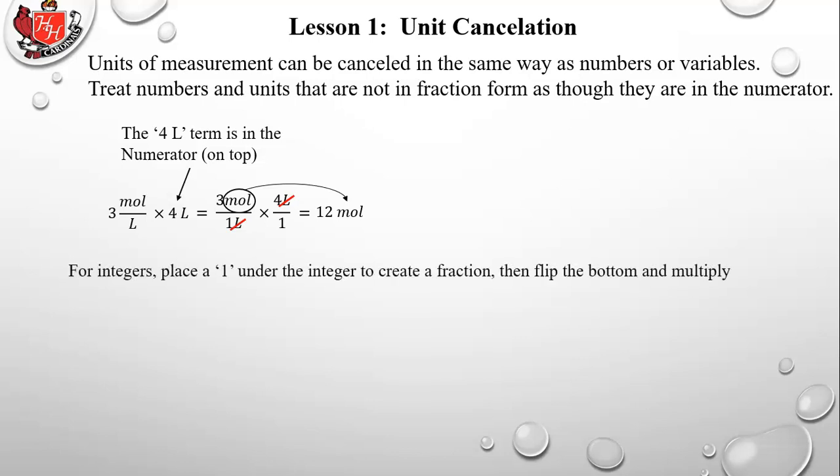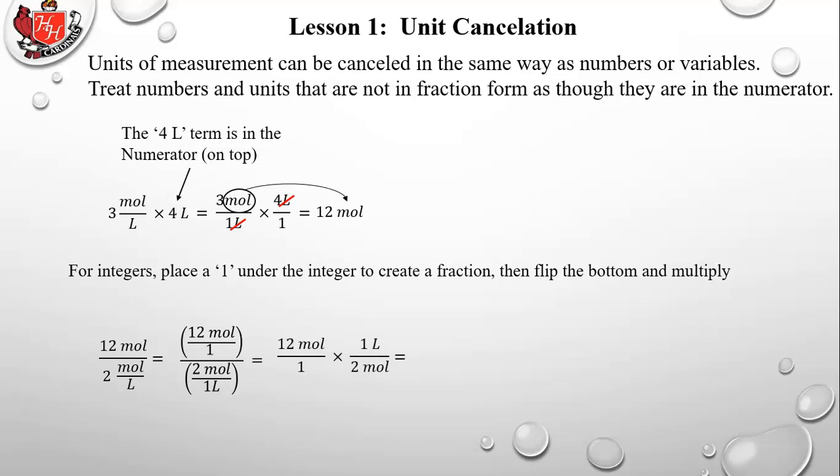For integers, place a 1 under the integer to create a fraction, then flip the bottom and multiply. So here we have 12 moles over 2 moles per liter. So we're going to turn the 12 moles into 12 moles over 1, make it a fraction, and the 2 moles, just as the example above, is 2 moles for every 1 liter. Now we can flip the bottom and multiply. So you can see you have moles on the top and moles on the bottom. They're going to cancel out. The only unit remaining is liters. So it's going to be 12 times 1 divided by 2, which is going to be 6 liters.